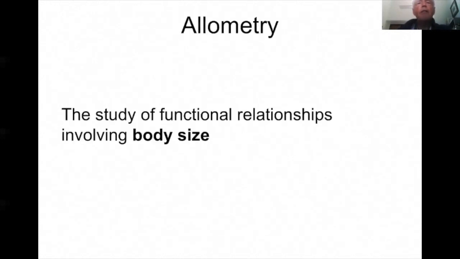Allometry is a functional relationship, and it is a very particular functional relationship in the context of ecology, evolutionary biology, and physiology. And that is, allometry has to do with the study of functional relationships that involve body size. All right. Why is body size important?